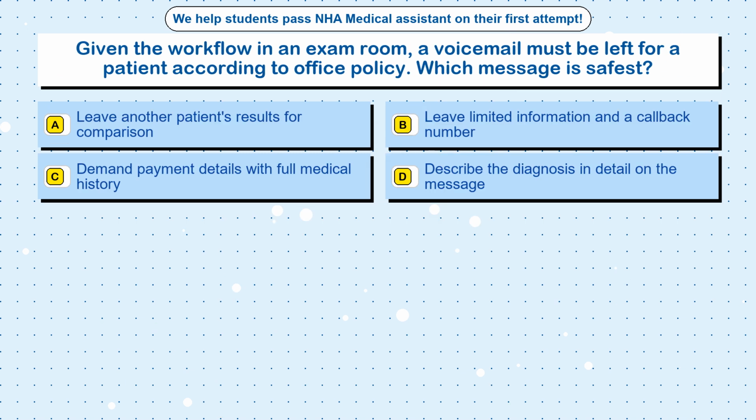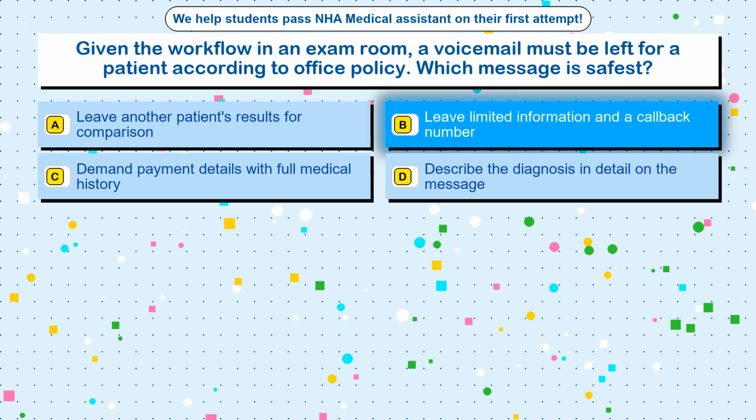Question 82. Given the workflow in an exam room, a voicemail must be left for a patient according to office policy. Which message is safest? Option A, leave another patient's results for comparison. Option B, leave limited information and a callback number. Option C, demand payment details with full medical history. Option D, describe the diagnosis in detail on the message. The correct answer is option B, leave limited information and a callback number.